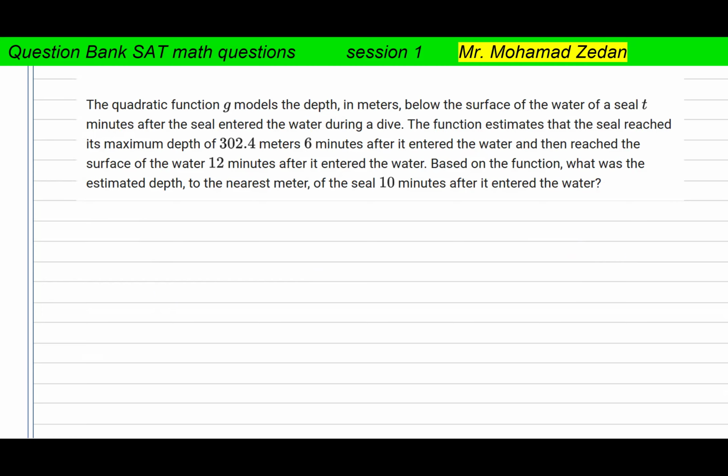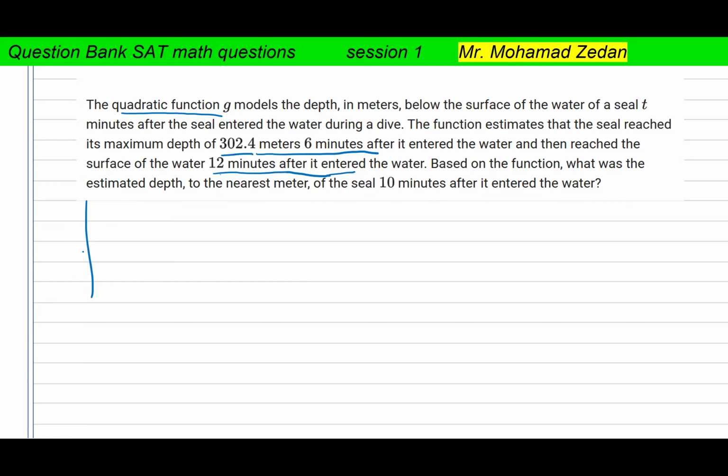Below the surface of the water, a seal, t minutes after the seal entered the water during a dive. The function estimates that the seal reaches its maximum depth of 302. It's a quadratic function, he told me. A depth of 302 after 6 minutes after it entered the water, and then it reached the surface of the water again 12 minutes after it entered the water. Based on the function, what was the estimated depth, to the nearest meter, of the seal 10 minutes after it entered the water?